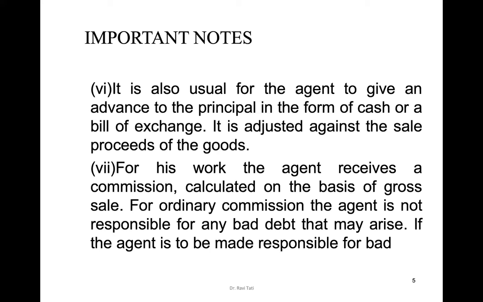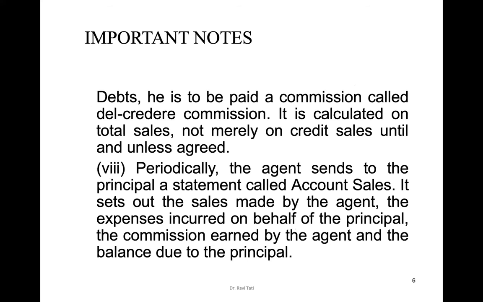If the agent is to be made responsible for such bad debts, he expects extra commission. That's called del credere commission. What is del credere commission? The extra commission to bear the risk of bad debts. It is calculated on the total sales, not merely on credit sales, unless there is an agreement that says it is only on credit sales. If the agreement says it should be calculated only on credit sales, then you go as per the agreement. Otherwise, if the problem is silent, then you have to calculate on the total sales.